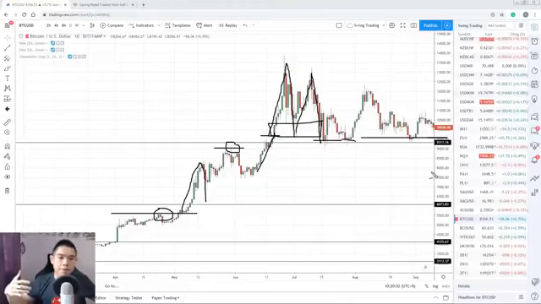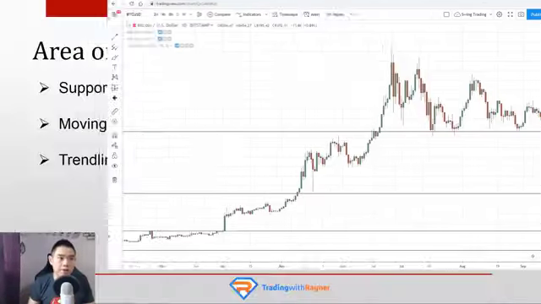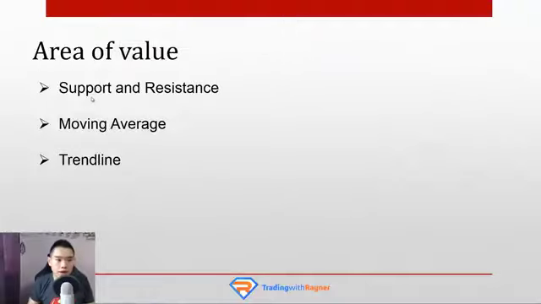So you can see that in an uptrend, there are numerous ways to define your area of value, and I want you to be aware of it. So you can see over here, area of value, the most common ones are usually support resistance, moving average, trend line. And downtrend is just the opposite. So now you have got your market structure, your area of value.